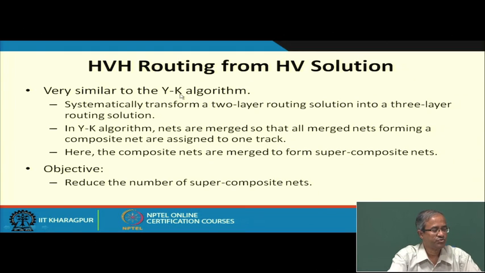Conceptually, this approach is similar to the Yoshimura-Kuh algorithm. What we do is systematically transform a 2-layer solution into a 3-layer solution. Let us try to understand. What happens in a 3-layer solution? I have 3 metal layers M1, M2 and M3. Now, in a 2-layer solution, I have only M1 and M2. I put all horizontal segments on one layer, all vertical segments on the other layer. Now, in the Yoshimura-Kuh net merge algorithm, we were trying to merge 2 or more nets to form a composite net, such that all of them would be laid out on the same row, let us say the same horizontal track.